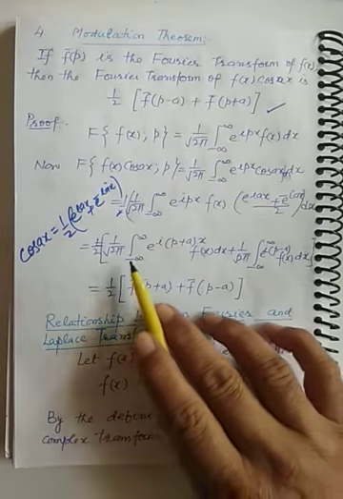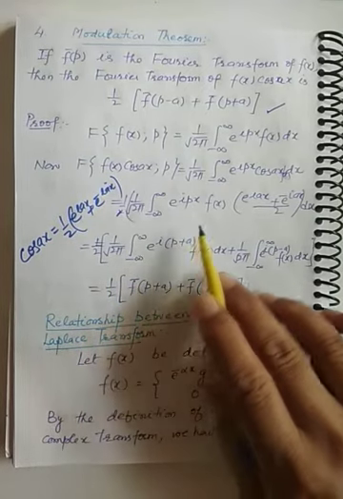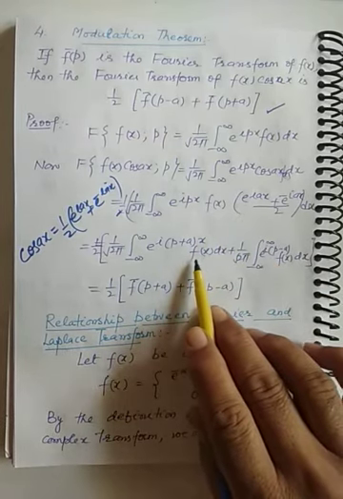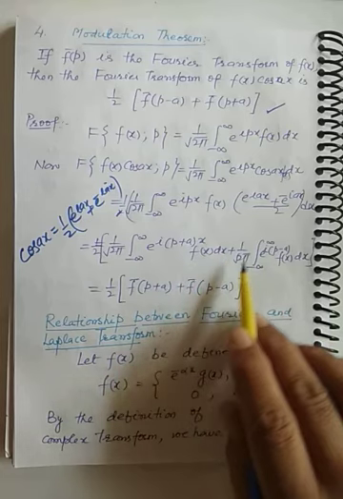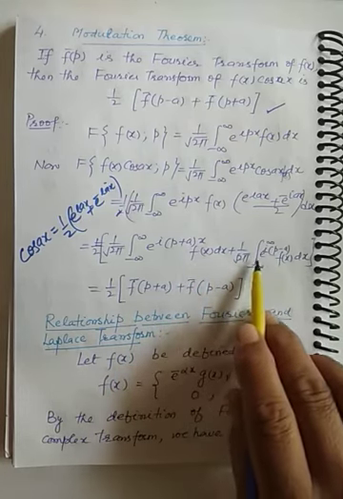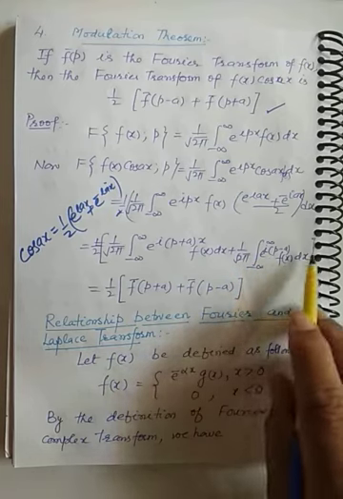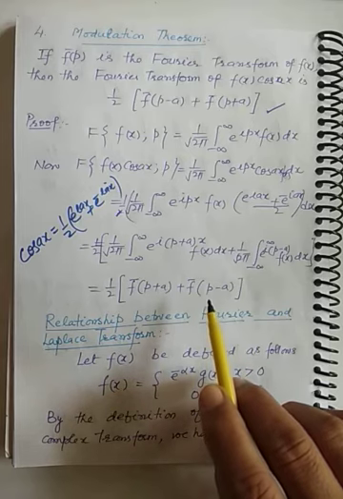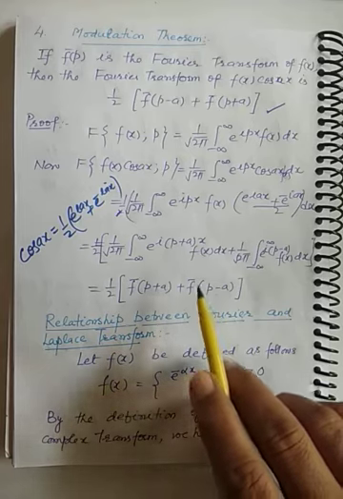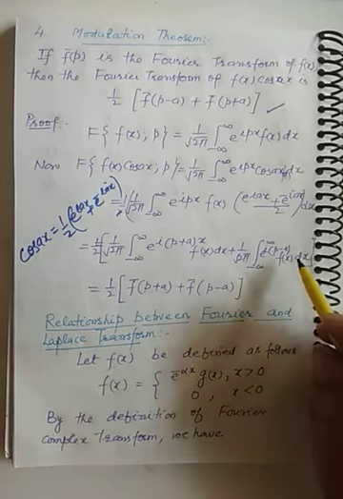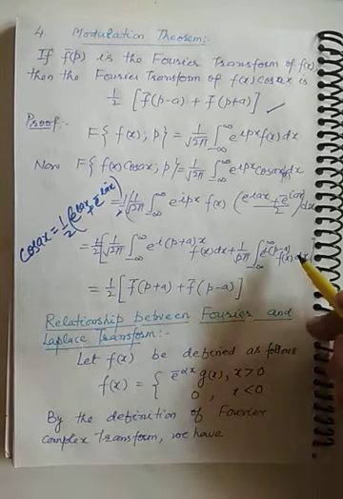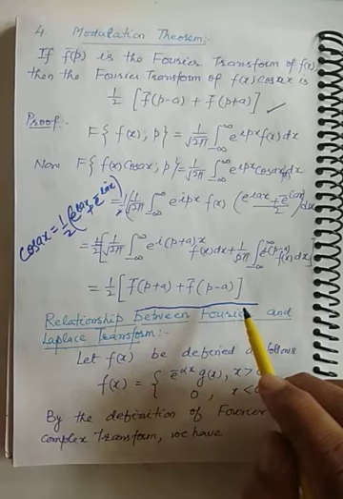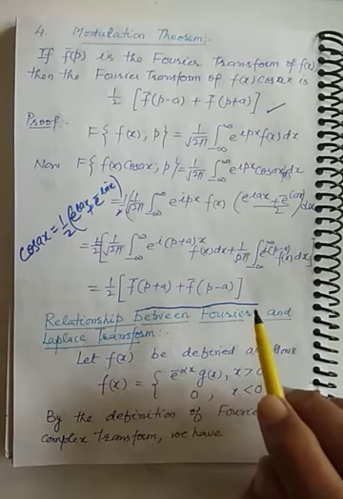So we get 1 by 2, 1 upon under root 2 pi, integral from minus infinity to infinity, e raised to power iota (p plus a) x f(x) dx, plus 1 by under root 2 pi, integral from minus infinity to infinity, e raised to power iota (p minus a) x f(x) dx. This is the Fourier transform of f(x) with parameter p plus a, and this is the Fourier transform of f(x) with parameter p minus a. This is called the modulation property or modulation theorem for the Fourier transform or for the complex Fourier transform.